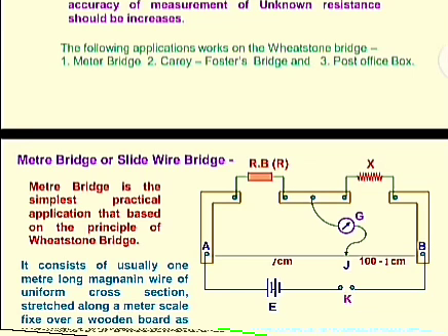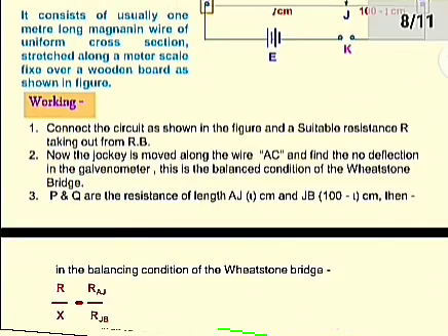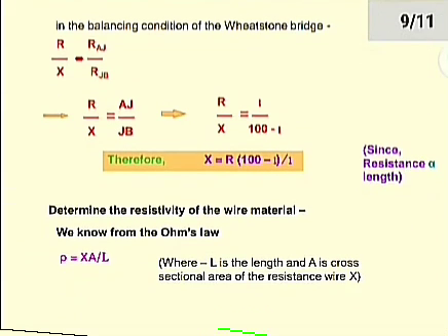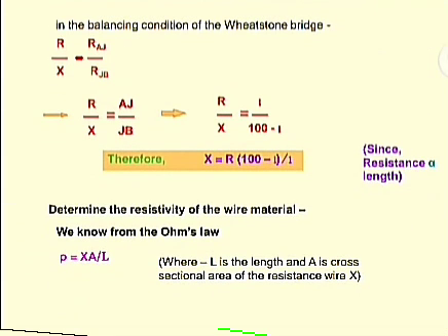In this calculation, it is also clear that the resistance is directly proportional to the length. By using this experiment, we can determine the resistivity of the material of the unknown resistance wire. By using Ohm's law, we can calculate the resistivity of the wire material.